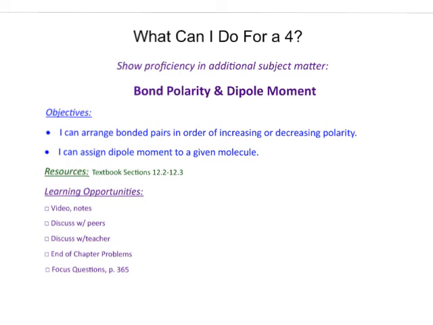So what can I do for a 4? If you would like to achieve advanced proficiency for this particular lesson, you can research bond polarity and dipole moments. Those were not included, but you can use your textbook as a resource and any of the other options on the screen here. And these are the objectives for that, and that will certainly earn you a 4.